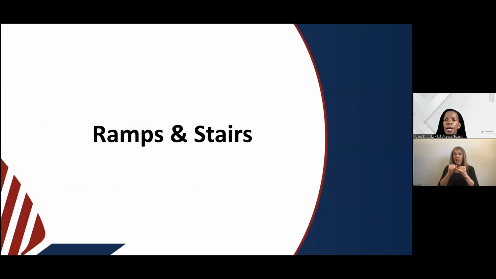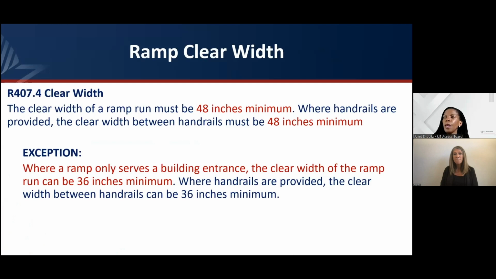The last changes we'll look at are those that pertain to ramps and stairs. So for ramps, one of the things we did, and I think I mentioned this earlier, is there had been quite a bit of confusion based on the technical assistance that we offer, where users were confusing the requirements for curb ramp and the requirements for ramps. In the final rule, we made sure we articulated where to go for curb ramp technical requirements versus ramp technical requirements.